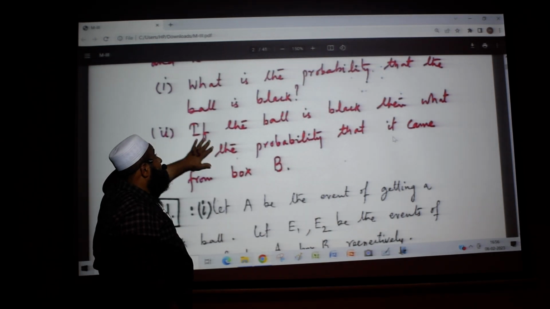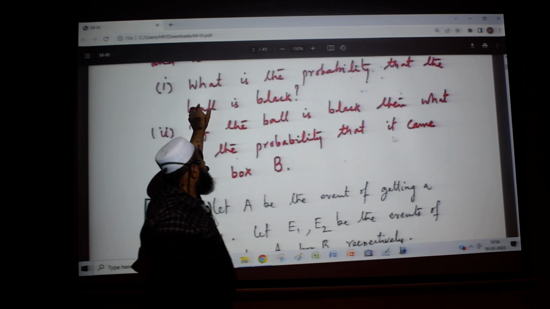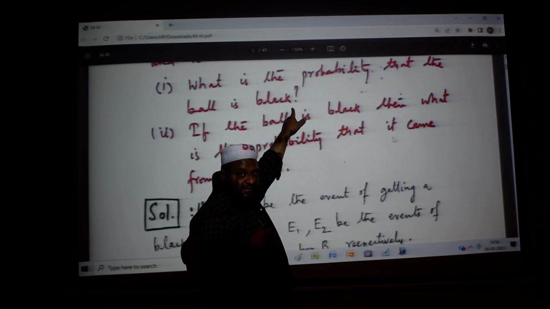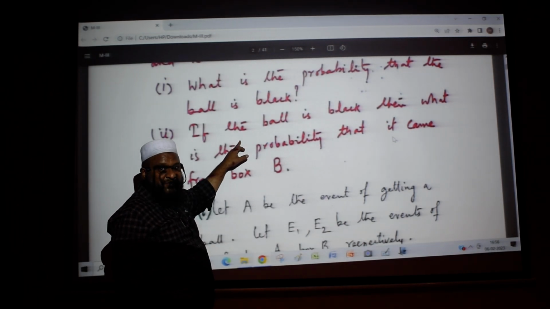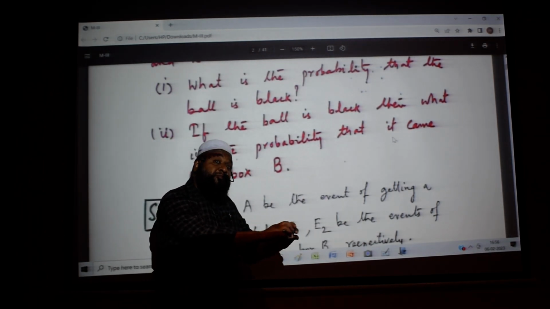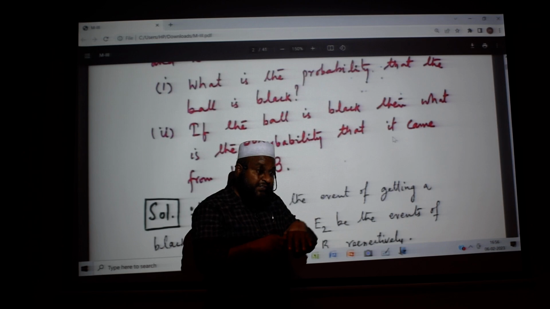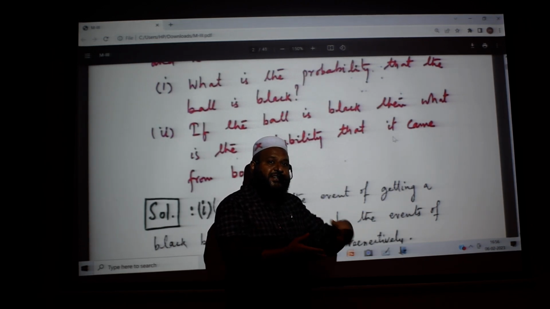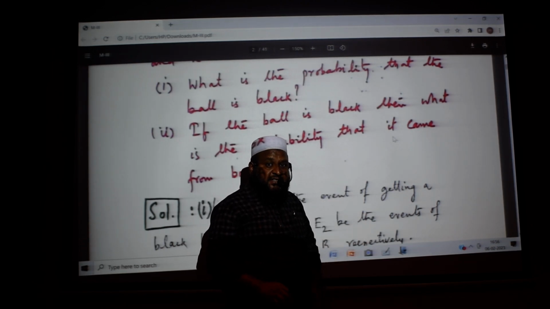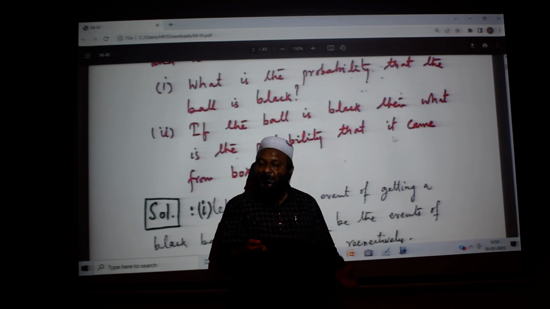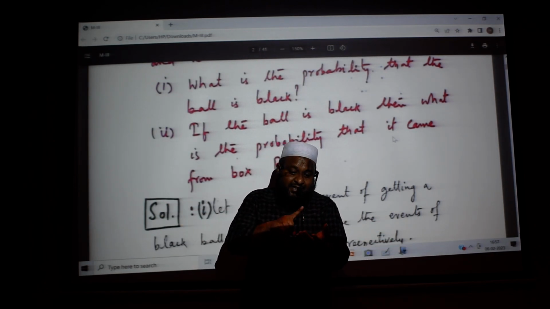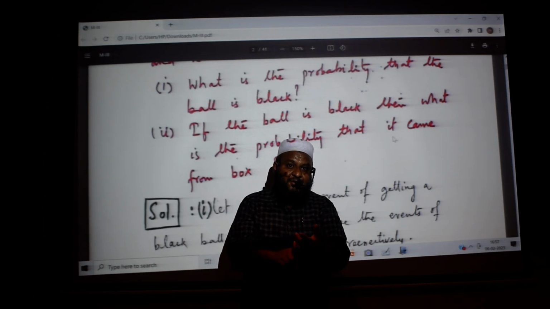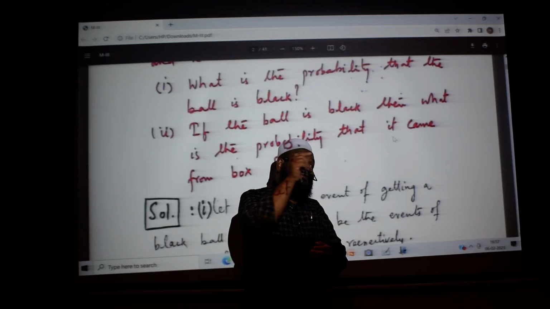There are two questions here. What is the probability that the ball is black? That's one thing. The second part of the problem is, first of all we calculate the probability that it is black. Second question is, the ball is removed, I am looking at the other side and I have taken it. If it is found to be black, what is the probability that it has come from box B?